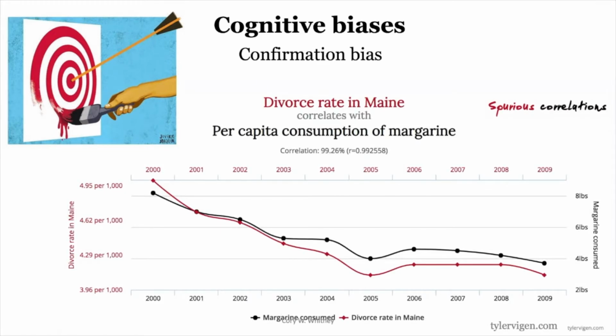One example of this, if you want to have some fun with data, then I recommend visiting Spurious Correlations. Tyler Vegan has put together a bunch of these, and this one I like because it's about my home state of Maine. It shows here the divorce rate over time. So in Maine, the divorce rate has been going down. And the per capita consumption of margarine, you can see on the right-hand axis, the black line, is also going down.